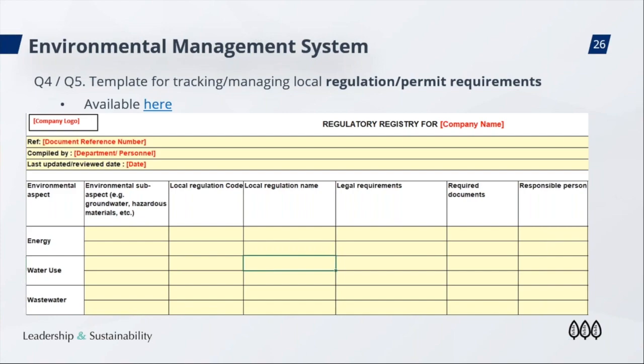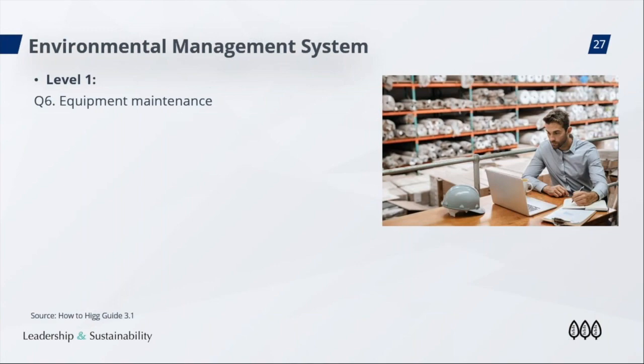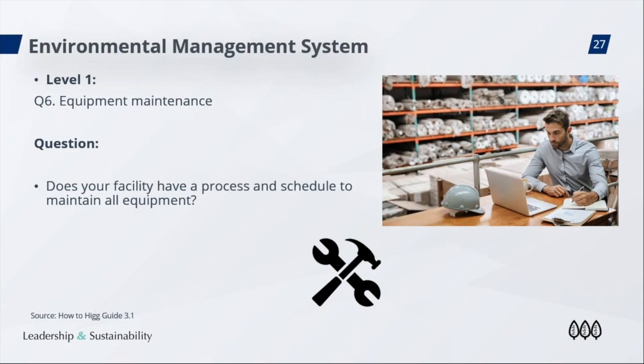And now I would like to ask Aladdin to continue with the next questions. Please, Aladdin. Thanks, Karin. Question 6 is, does your facility have a process and schedule to maintain all equipment? Last but not least, in level 1, all equipment for production and operation should be maintained regularly in order to ensure compliance and reduce environmental impact. In order to reach yes in here, documentation is required always. Equipment maintenance schedule, equipment maintenance log. Yeah, we can move on next.